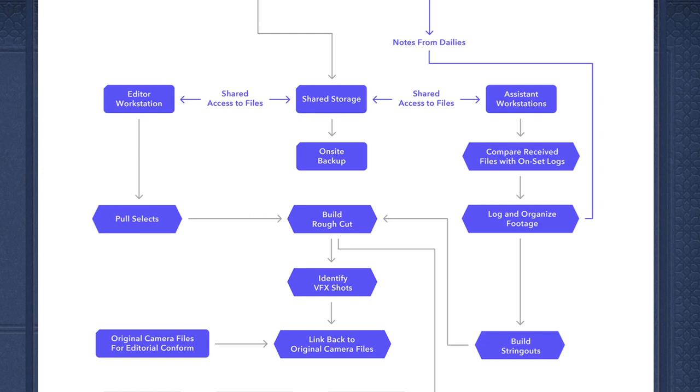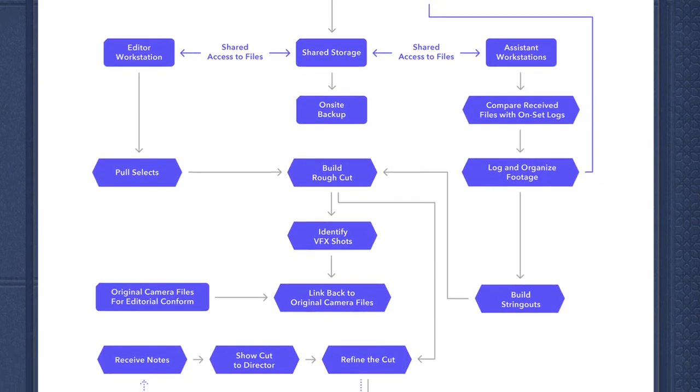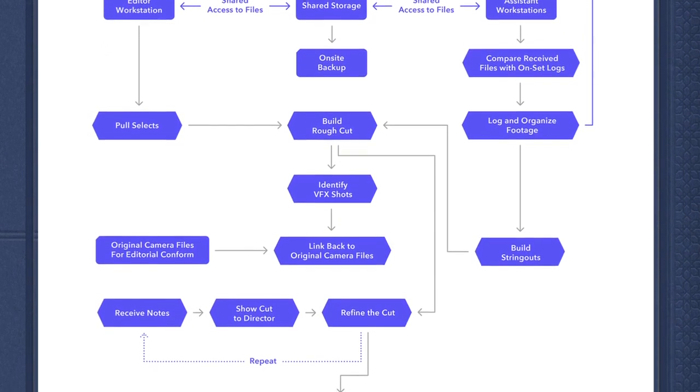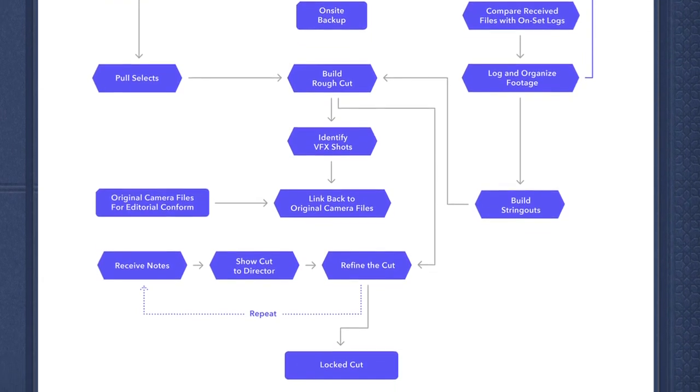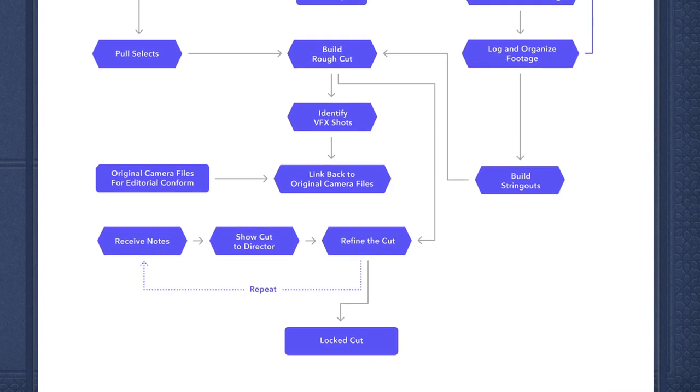And you might also have assistant workstations, and they will be logging the footage before giving it to the editor. Once they've logged and synced it, they give it to the editor, who will then build the rough cut. Then they will add any visual effect shots. Finally, they will match back to the original camera media, refine the cut, lock the cut, and then it's off to sound.